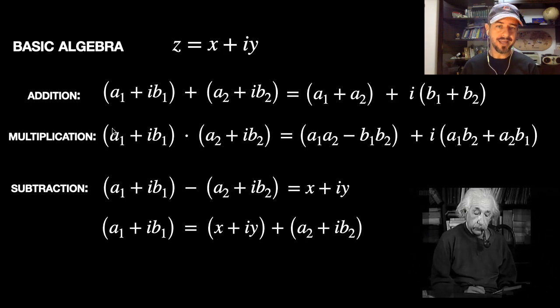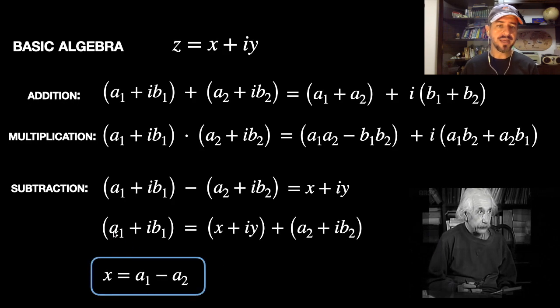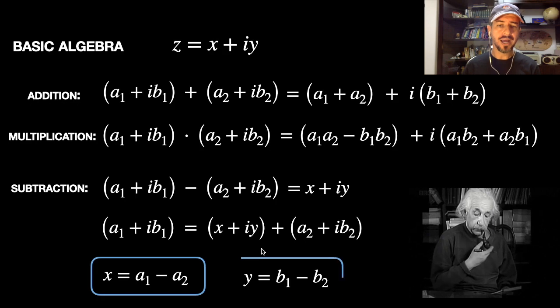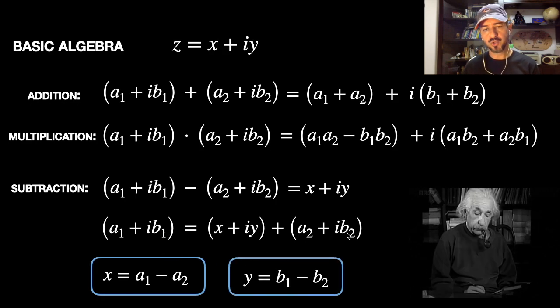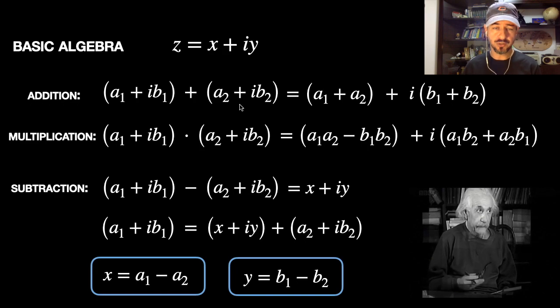Now we know how to add, so we know that a1 is equal to x plus a2. So x is going to be a1 minus a2. And we know that b1 is going to be y plus b2. So y is going to be b1 minus b2. We could do that, for instance, by multiplying this complex number by minus 1, and then we obtain the subtraction form, and we can proceed the same as we did for the addition.